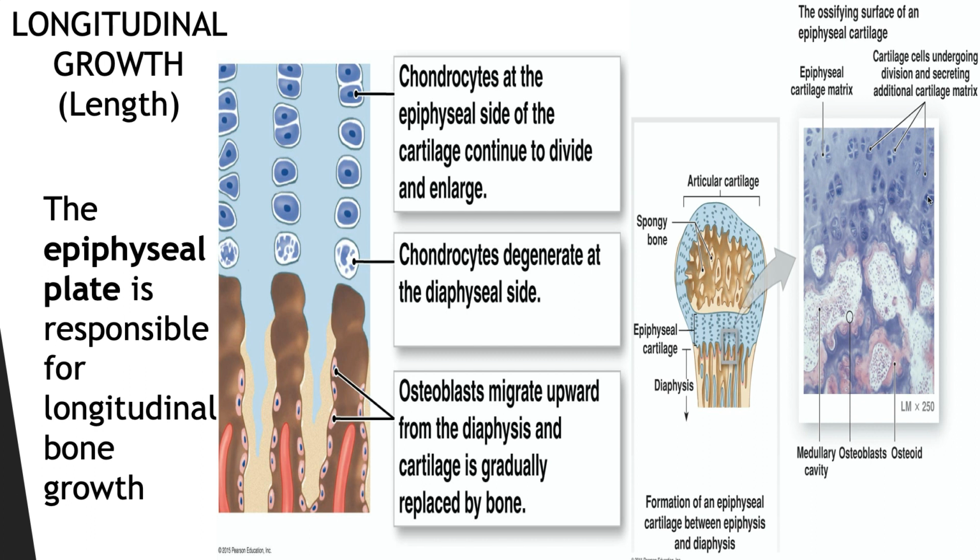Older chondrocytes closer to the shaft enlarge, die, and the surrounding cartilage matrix then deteriorates. The deterioration leaves spicules of calcified cartilage, and then osteoblasts in the medullary cavity ossify the cartilage spicules and help to form spongy bone. The hyaline cartilage at the epiphyseal plate is eventually replaced entirely by bone, and once completely replaced with bone, the epiphyseal plate is now called the epiphyseal line. This typically occurs in a person's early 20s, and as a result, the person stops growing in height.